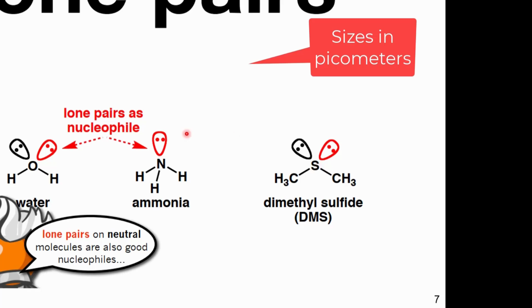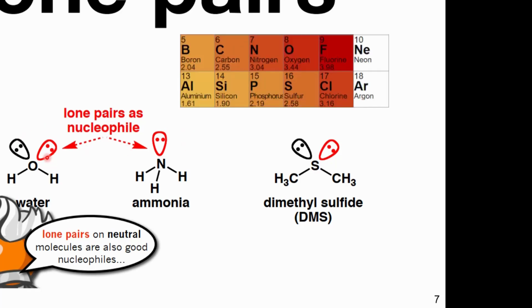In terms of the ammonia versus water, the oxygen atom of water is more electronegative, so its lone pairs are held more tightly than those of ammonia. We would say that the nitrogen atom of these two is more polarizable.